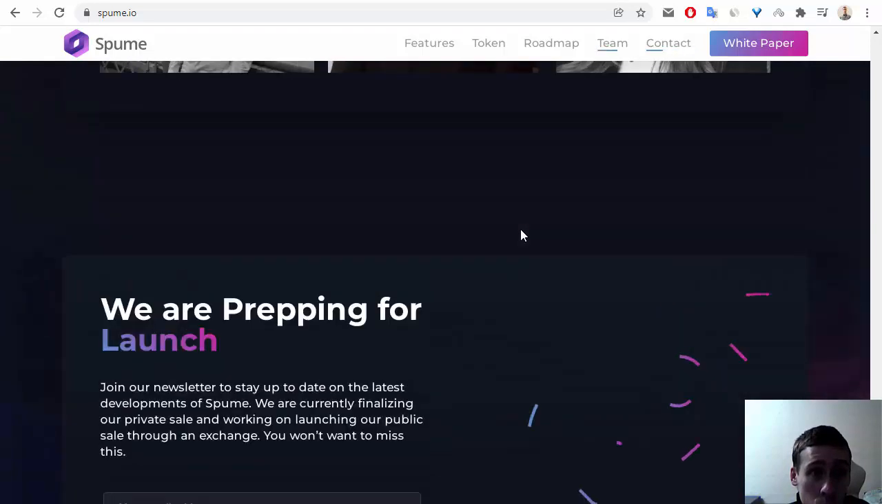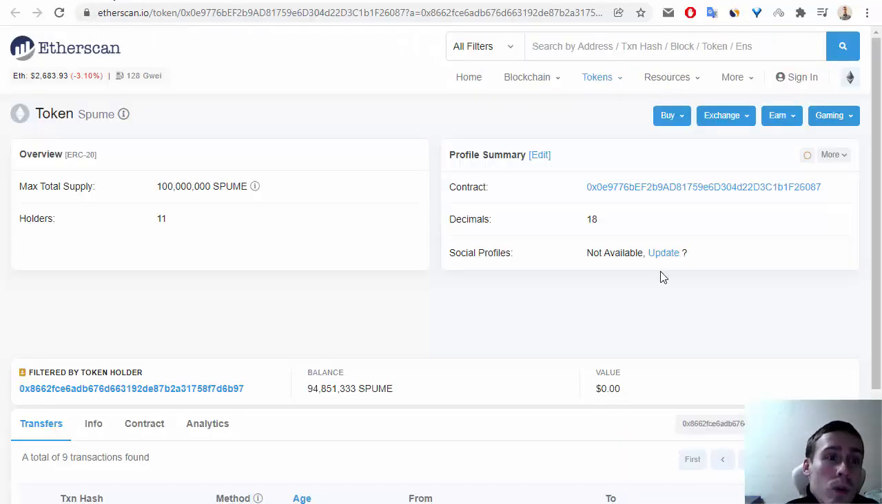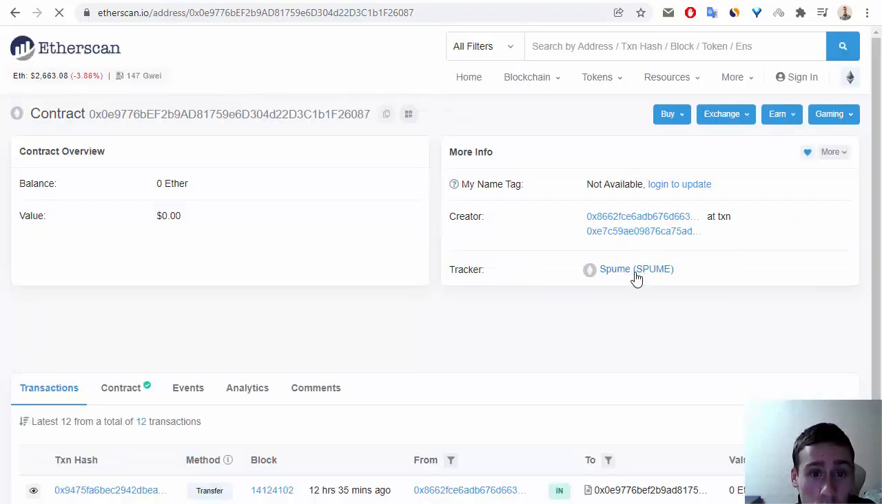Let me show you the smart contract on Etherscan. So let's go to Etherscan. So now we can see Spume tokens, for example, let's go to this contract. So the smart contract of this token Spume.